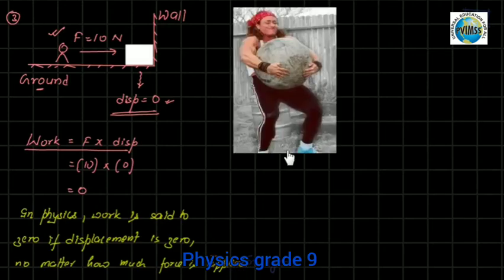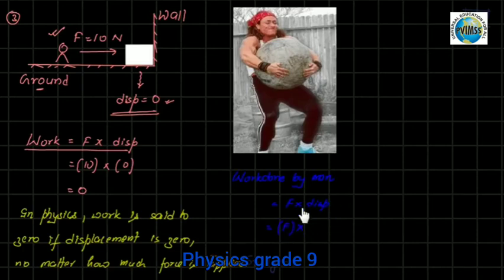Okay, so here's the picture. You can clearly see that the person is holding a rock in the hands, and of course he applied some force to hold that rock in his hands. So work done by the man will be force into displacement.